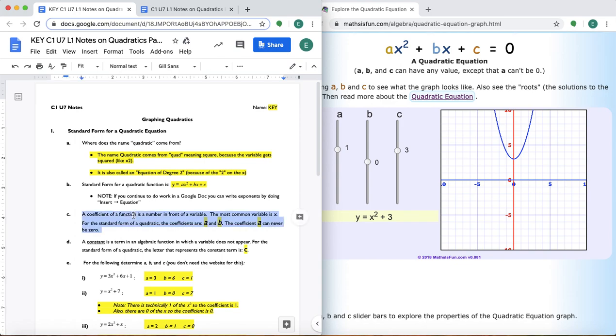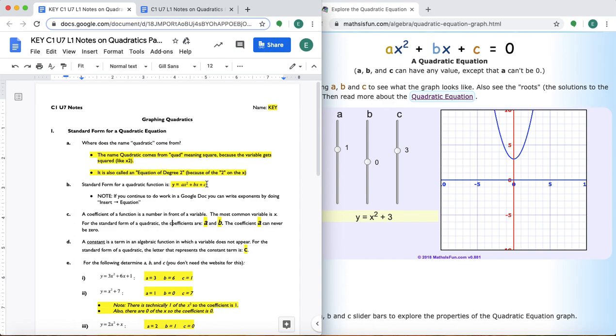Okay, letter C. A coefficient of a function is a number in front of a variable. So for example, my variable is x, that means that a and b are going to be my coefficients because those are numbers in front of the variable x. Now, x squared is a variable. It's just two x's being multiplied by each other. So a and b. So the most common variable is x, like we said. So for standard form of a quadratic, right here, this is our standard form, the coefficients are a and b. Now you might say, what about c, right? Why isn't c get to be called that as well?